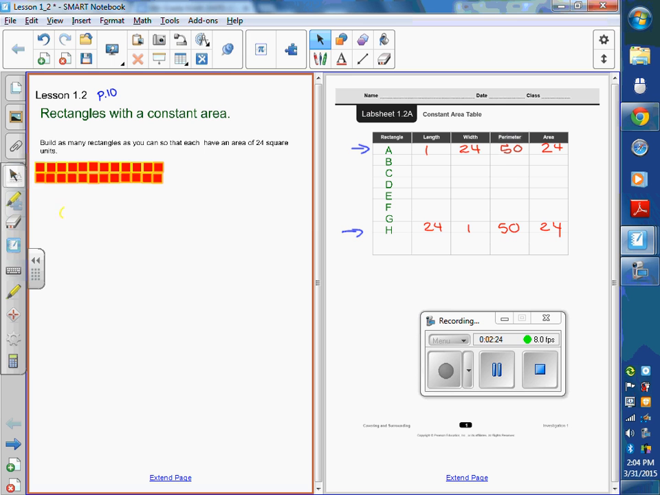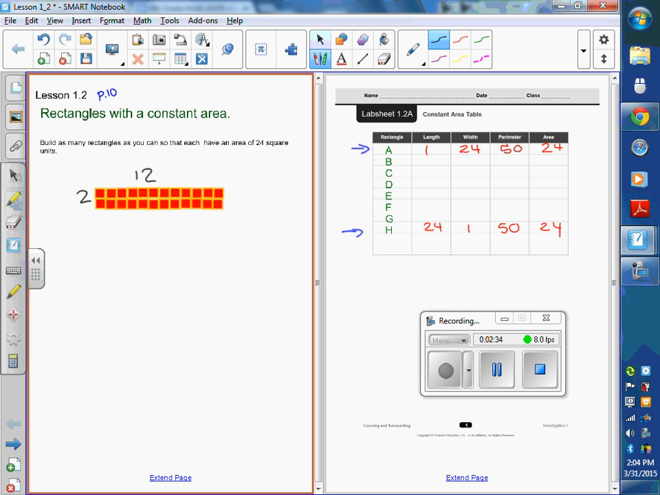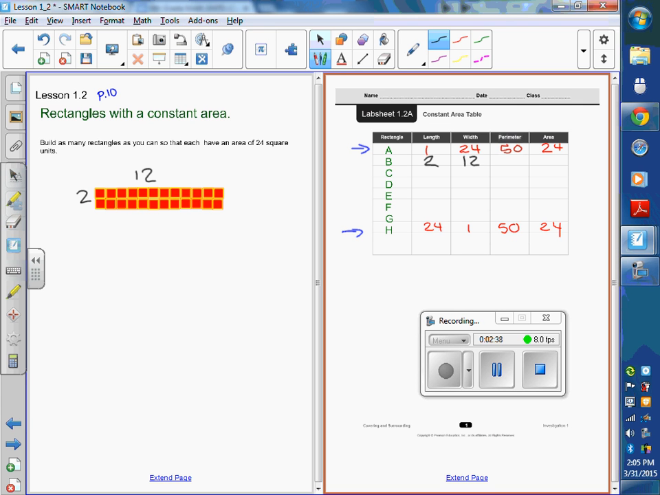I could do that rectangle, which is, what are the dimensions of that, Nathan? 2 by 12. 2 by 12, right? So this is a 2 by 12. So the length is 2, the width is 12. Perimeter, Nathan? 28. 28. Good job.